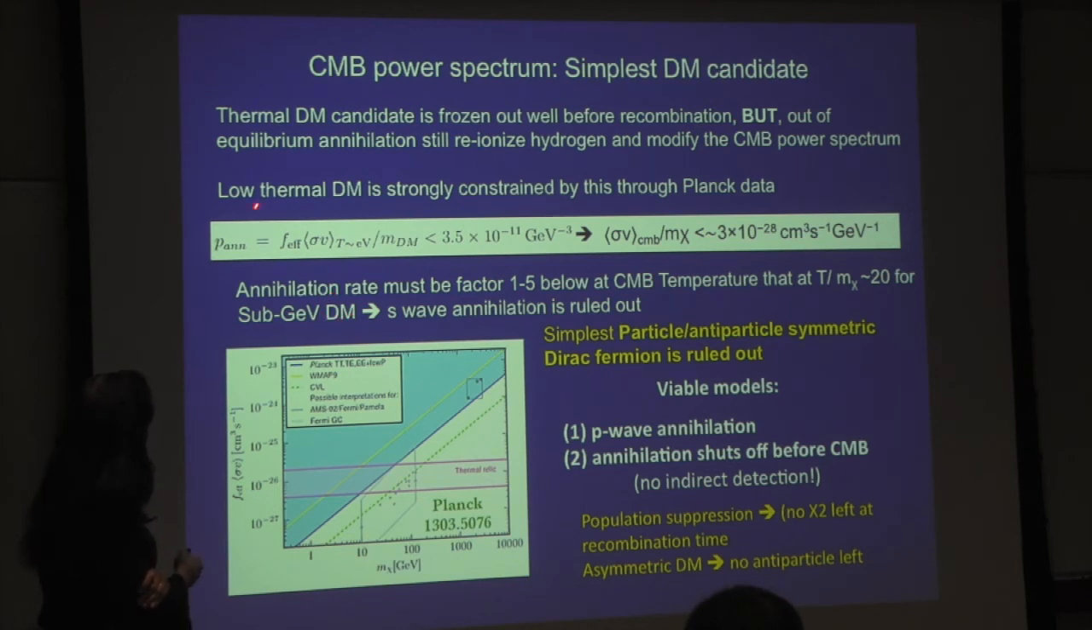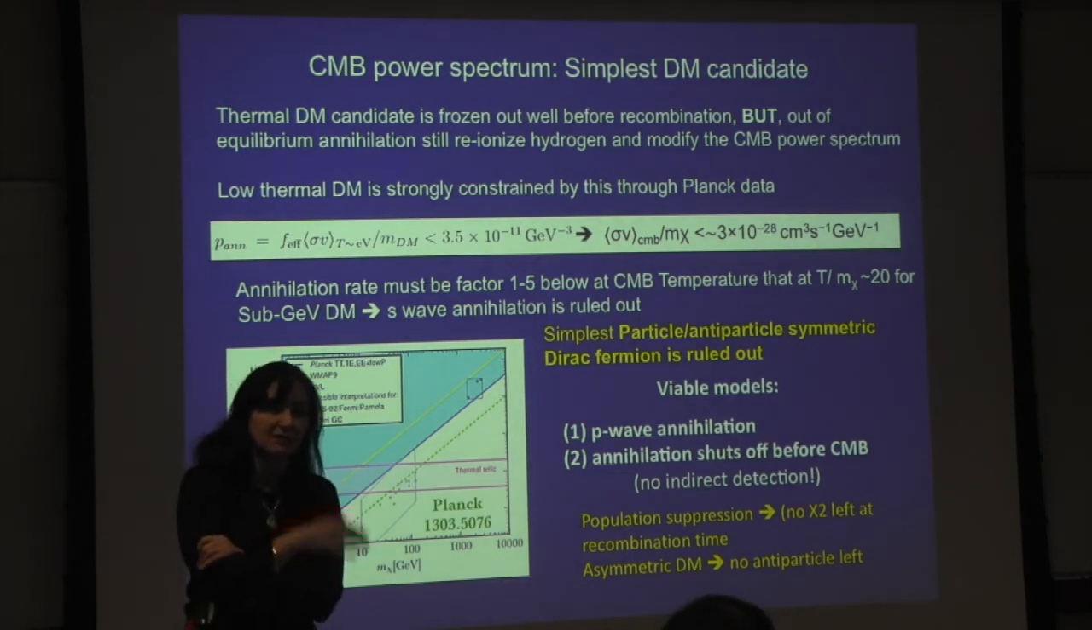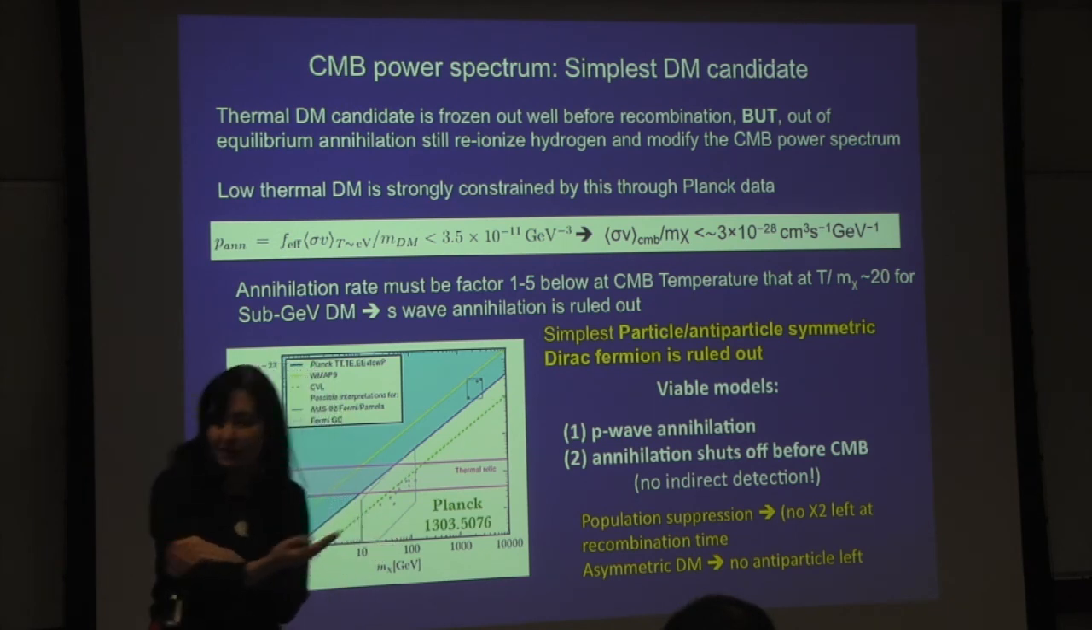So you can put some bound on this. The point is that the CMB power spectrum ends up excluding the most simple case, that is, you have particle-antiparticle symmetry and a Dirac fermion. Because in this case this is an S wave, and because it's an S wave, you actually are not sufficiently suppressed at CMB temperatures, and you need to be sufficiently suppressed at CMB temperatures. I know this is not clear in what I'm saying with all the details. I would be happy to tell you about that.